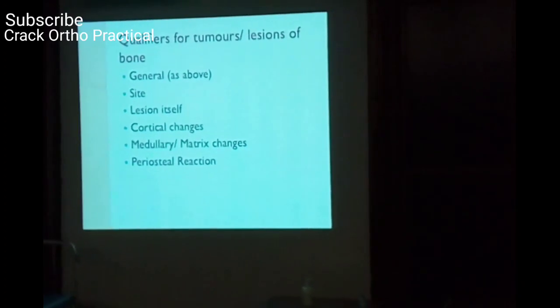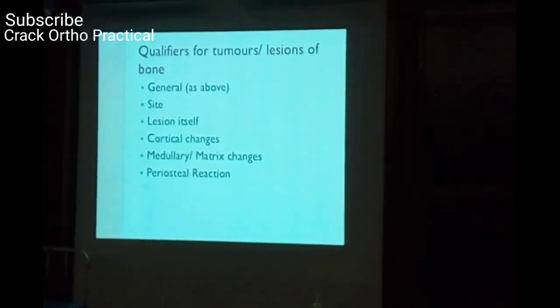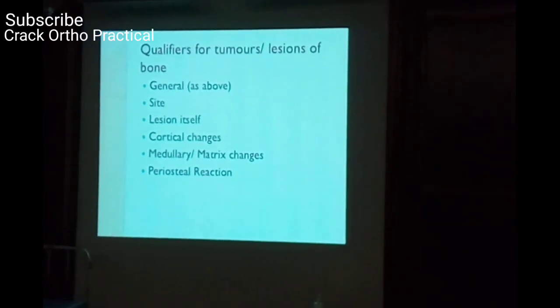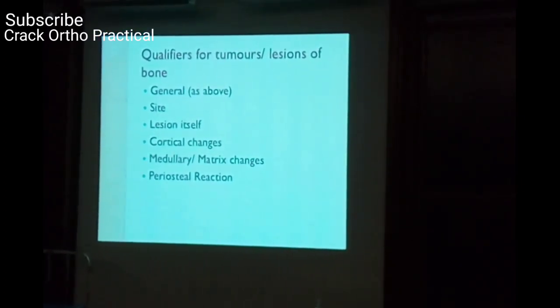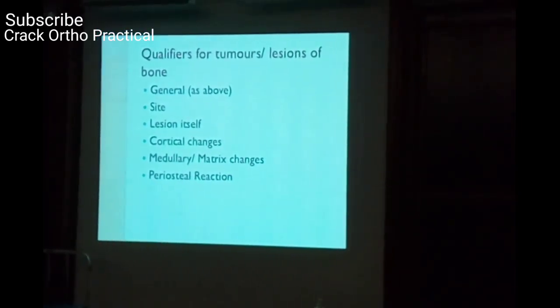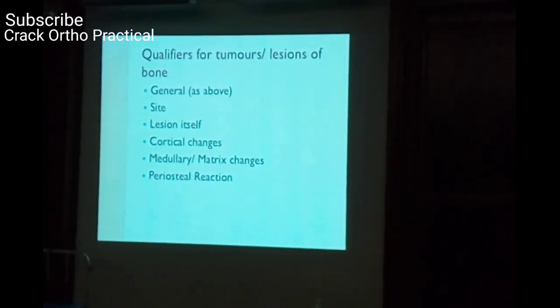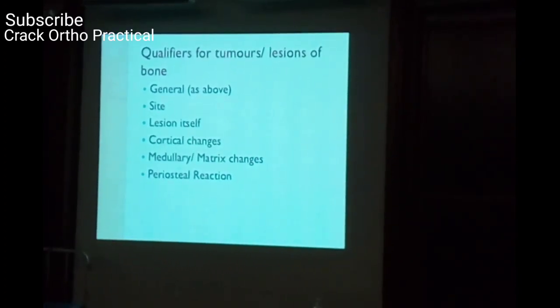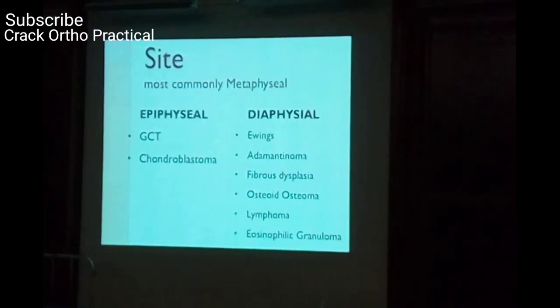Apart from that, you need to know that tumors can be classified mainly on the basis of site, lesion itself, like whether it is lytic or blastic, site, whether it is epiphyseal, metaphyseal or diaphyseal. The cortical changes are different, whether this cortex is eroded, scalloped or thickened. Then medullary or matrix changes and the periosteal reaction. Based on all of these criteria, you can tell about the tumor itself, and you have to describe all these criteria as basically describing the X-ray.